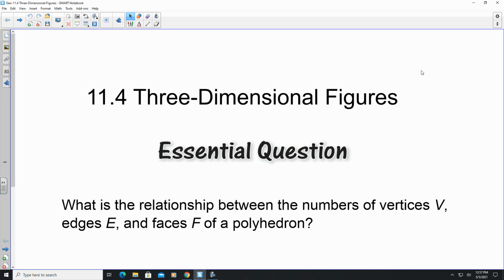In this lesson, we're going to be looking at section 11.4, where we're going to be looking at three dimensional figures. So, up to this point in a majority of the mathematics that we have covered, we have looked at two-dimensional surfaces. Now we're going to dive in to some three-dimensional surfaces.